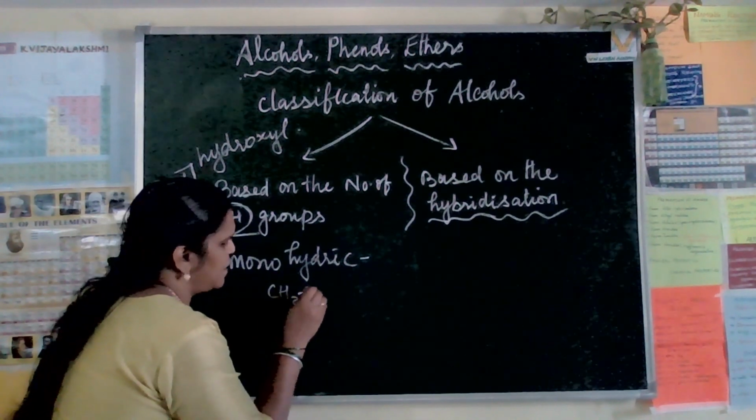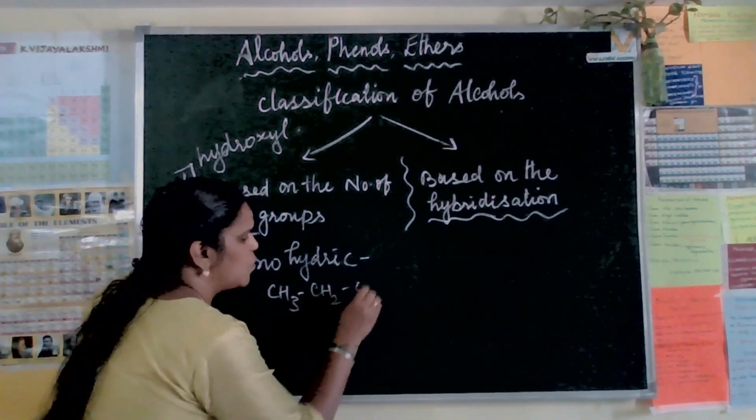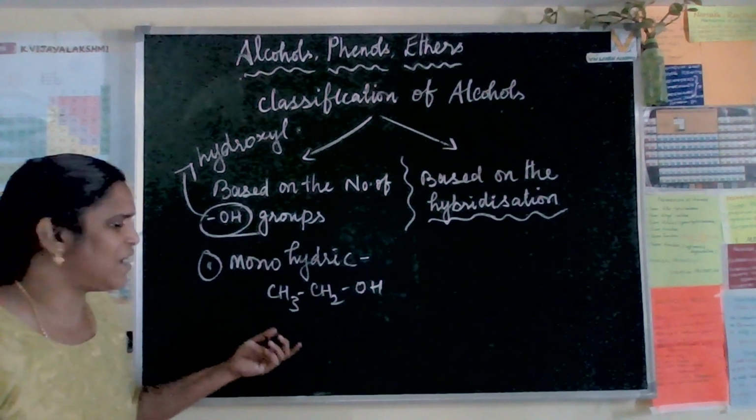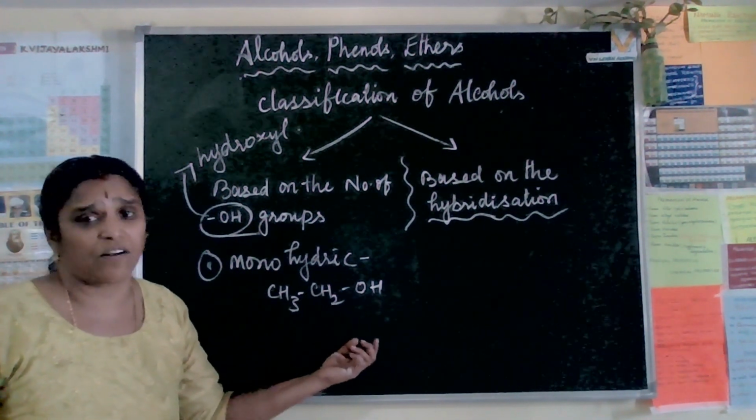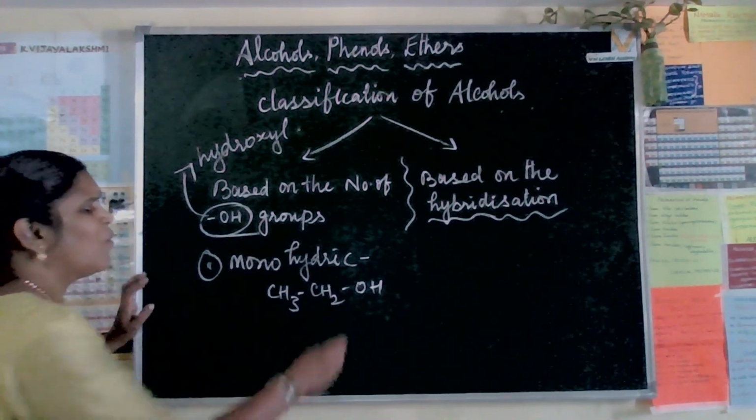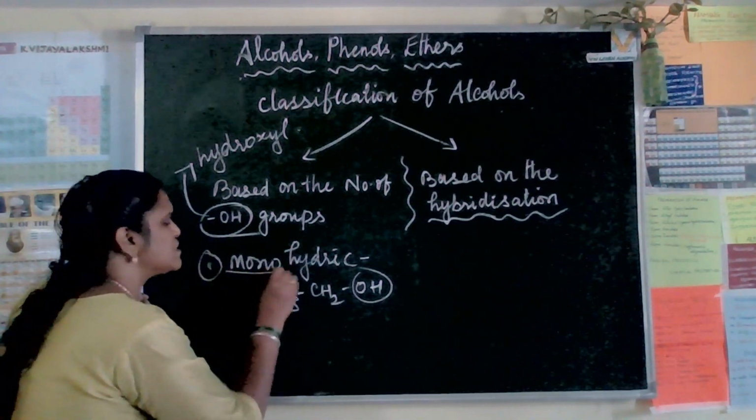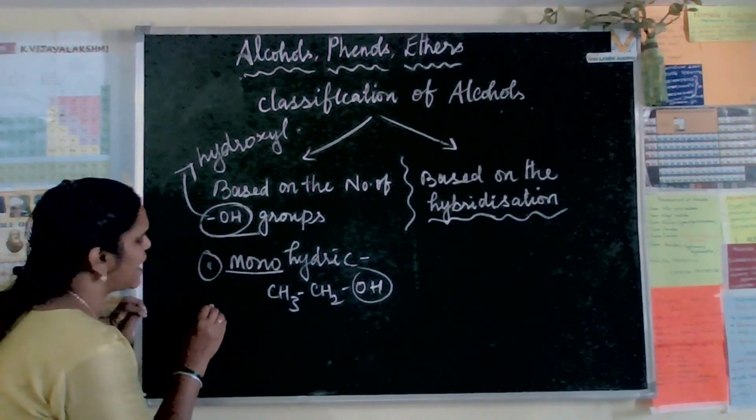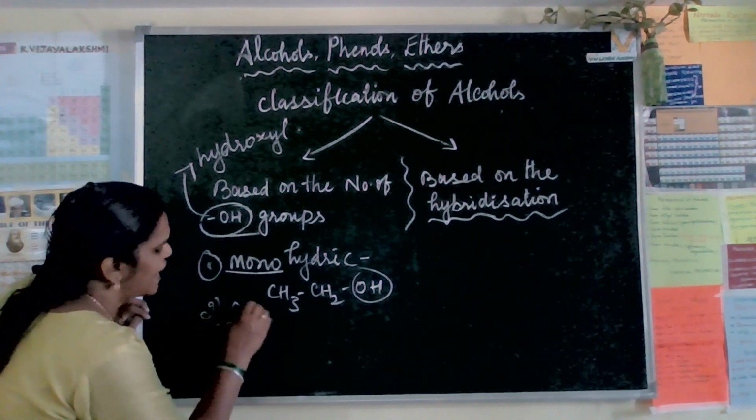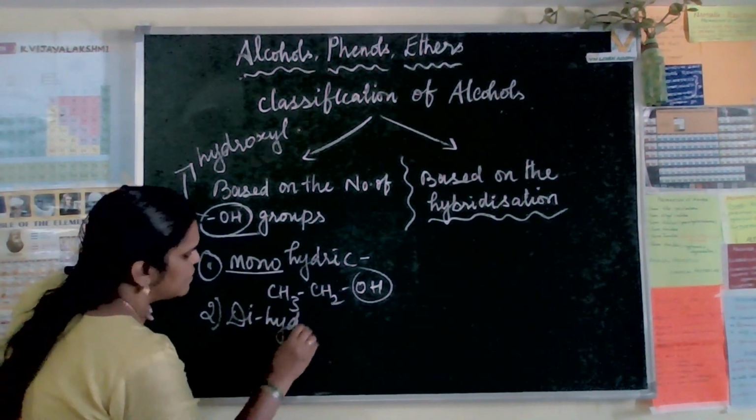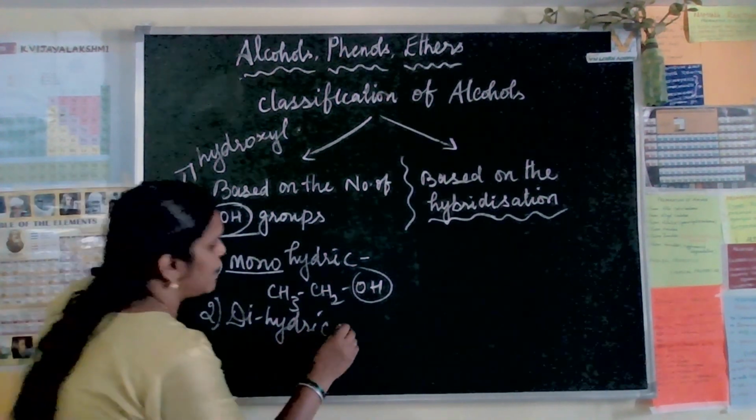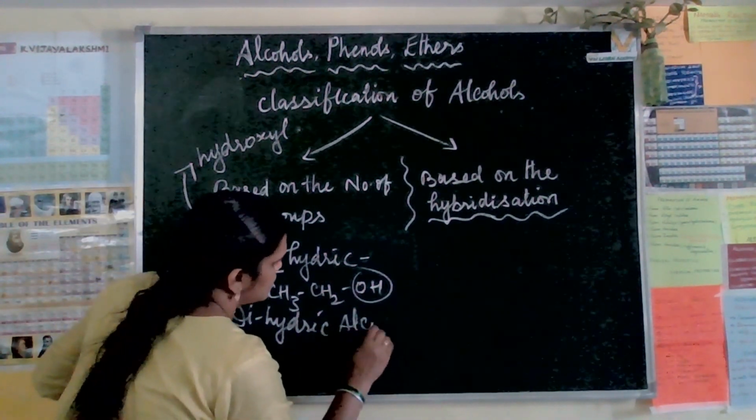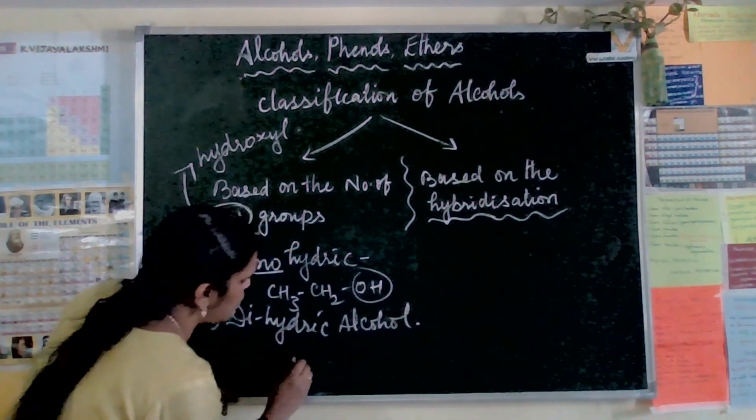So CH3CH2OH, general formula. Easy to identify: methyl alcohol, ethyl alcohol, propyl alcohol, butyl alcohol, so many. Only one OH group is there. That is what mono means. Now dihydric alcohol. Dihydric means two hydroxyl groups.